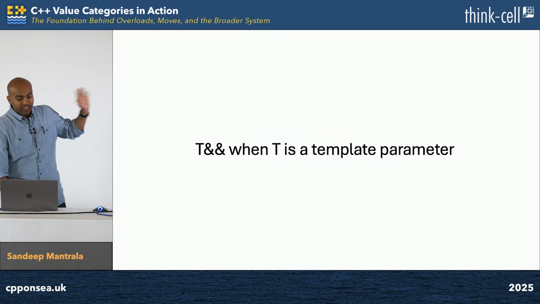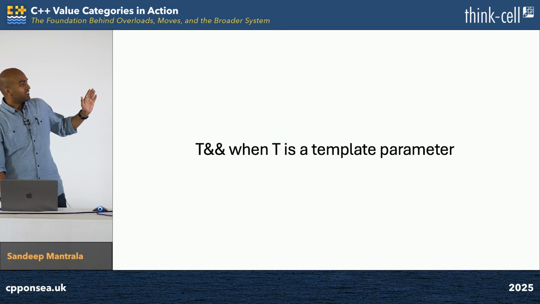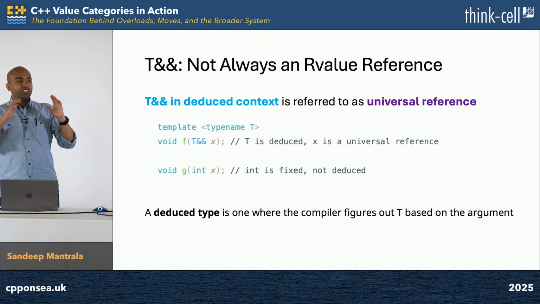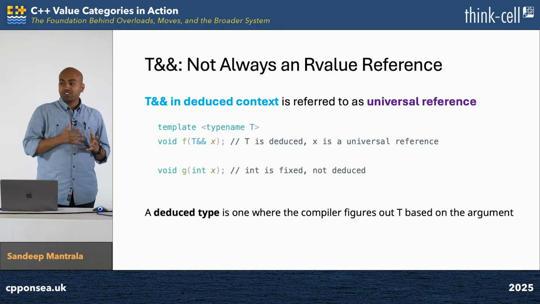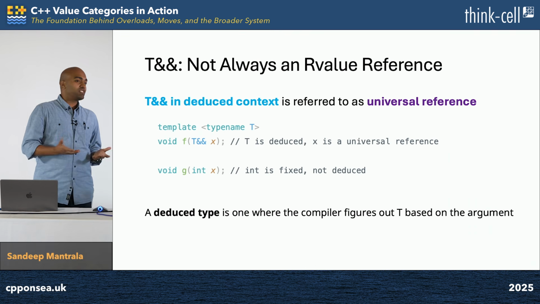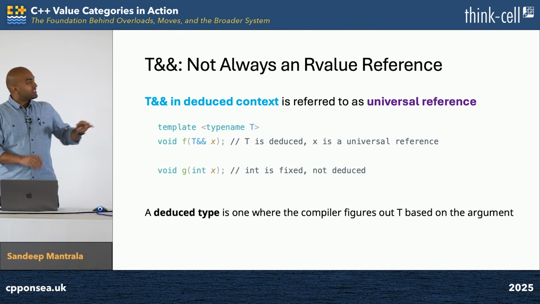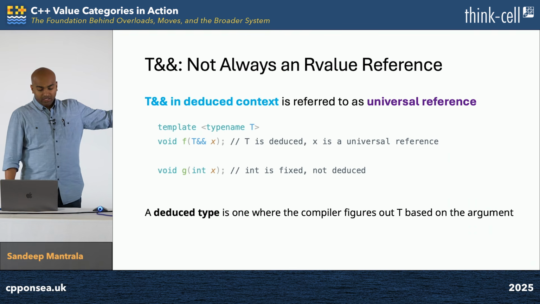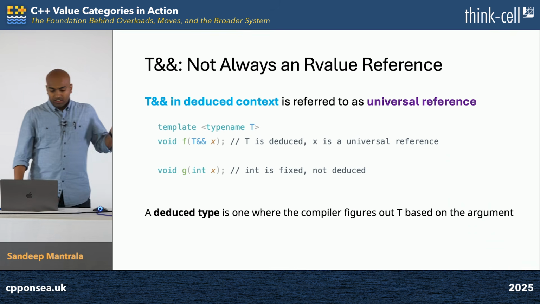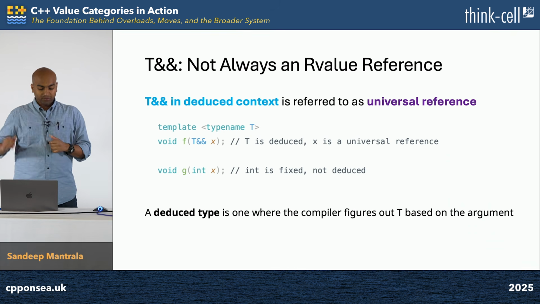Okay. So T&&, when T is a template parameter. We just talked at length about what T&& is, that T&& is an R value reference, but T&& is not always an R value reference, right? Except when it is a deduced type, it is an R value reference, but in the deduced context, it is called a universal reference or a forwarding reference.